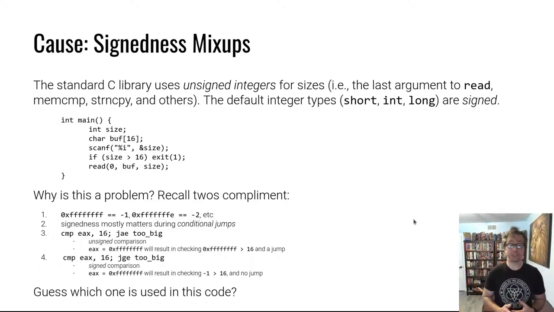On the other hand, if the jump used is JGE, jump greater than or equal to, that is a signed version of JAE. That checks different flags that are set by cmp. cmp still sets the same flags. It doesn't matter if that data is signed or unsigned. But JGE will check different parts of the flags that are set. And a comparison of 0xFFFFFFFF and 16 will result in, semantically speaking, checking if negative 1 is greater than 16. Negative 1 is not greater than 16. That jump will not be taken, and so this exit will not occur, even though the size that is passed into read is 0xFFFFFFFF, which is very, very large. All right, let's see which one is used in this code and the implication of that to the security of this program.